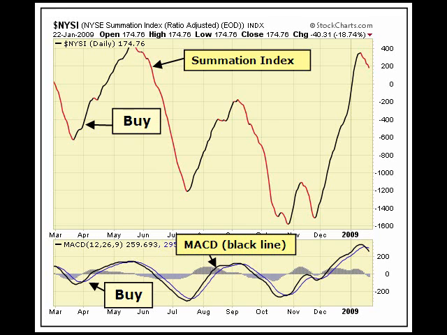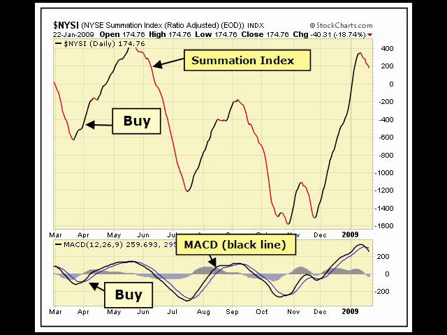This buy signal was generated when the summation index MACD line crossed above the 9-day EMA trigger line, indicating a bullish price trend for stocks. Now if you look at the bottom of the price chart, you can see the MACD line, which is the black line, crossing above the 9-day EMA trigger line, which is the purple line, signaling a buy signal.